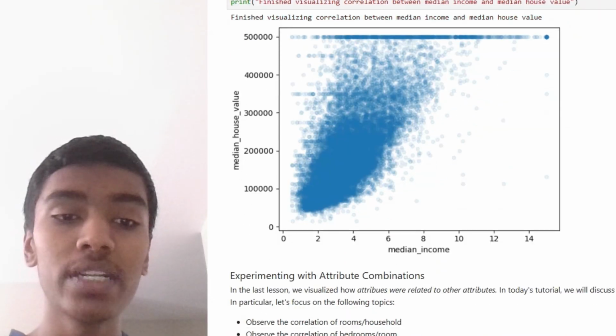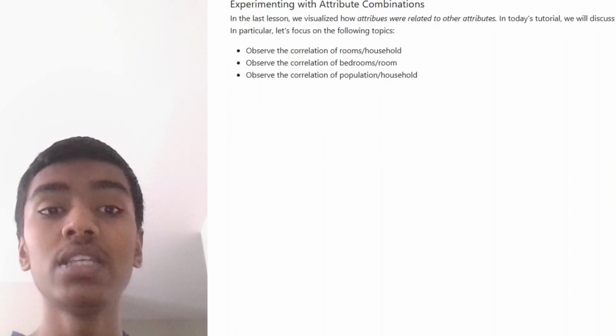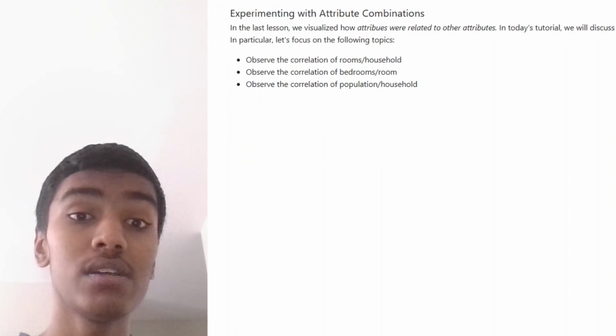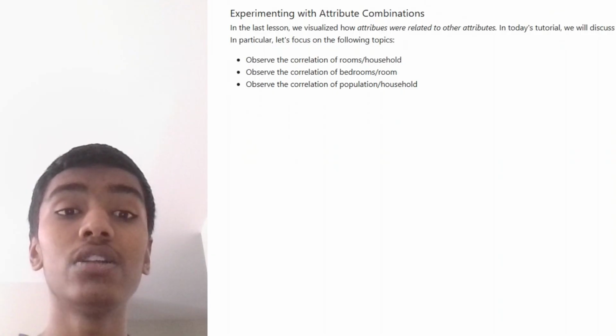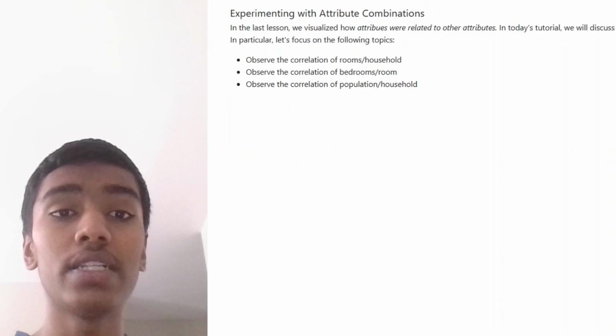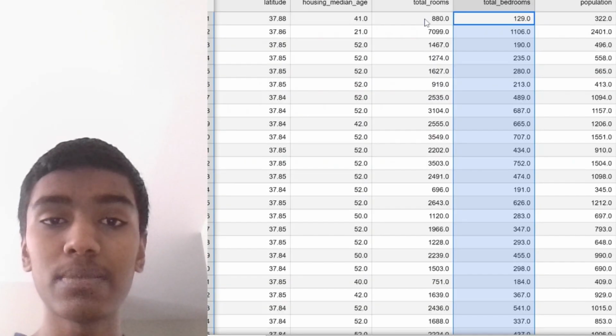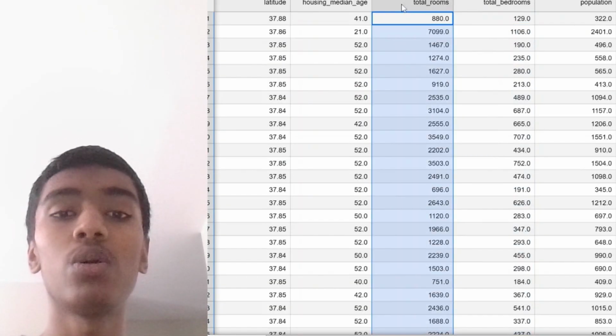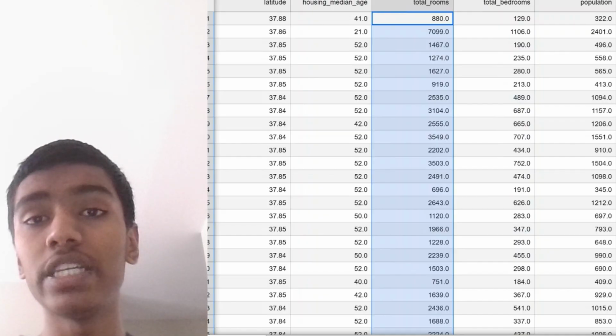Now, in today's video, we're going to take a look at some of the data attributes that were not very useful to us, but we're going to take a look at how exactly those data attributes can be made useful for us. Going back to our data set, let's take a look at some of the attributes. In particular, let's start with the total rooms. The total rooms is not very useful to us.